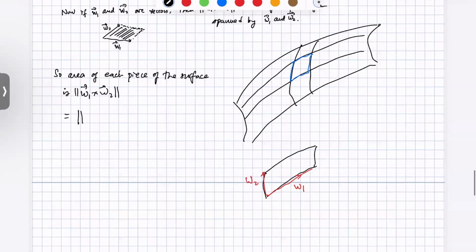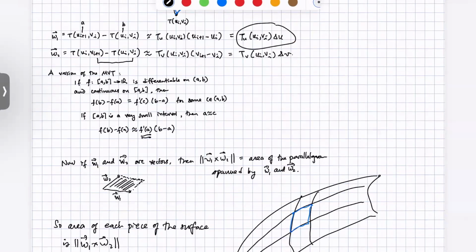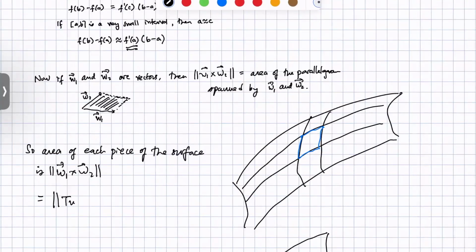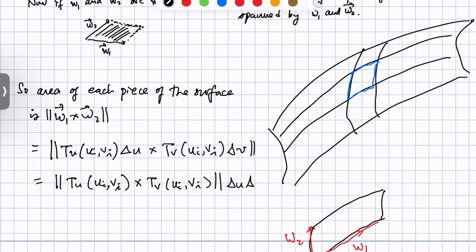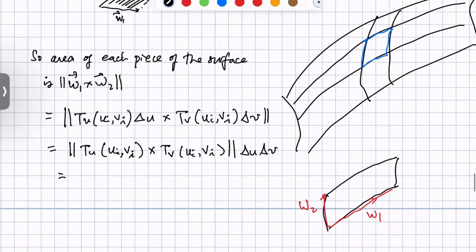But let's remind ourselves what that is. W1 is Tu delta u, so it's Tu of ui vi delta u cross Tv of ui vi delta v. And because the cross product has nice scaling properties, I can actually remove the deltas from here and pull these out right here. Now, this is occurring point by point, but if I want to abbreviate it, I write this quantity right here.